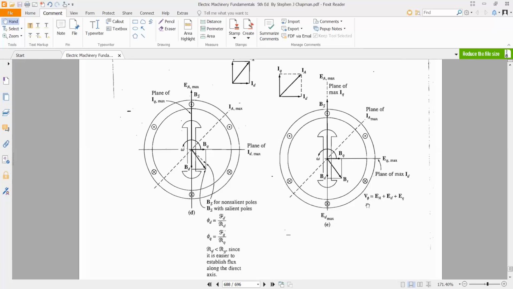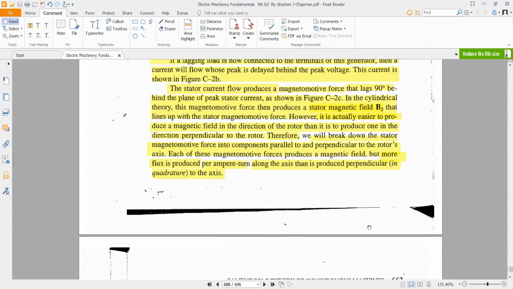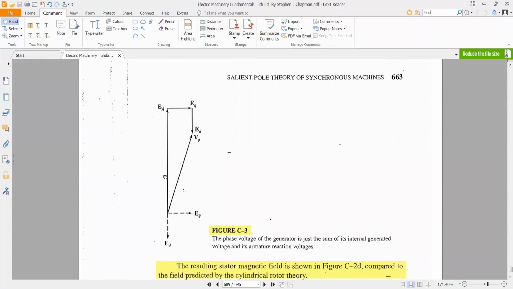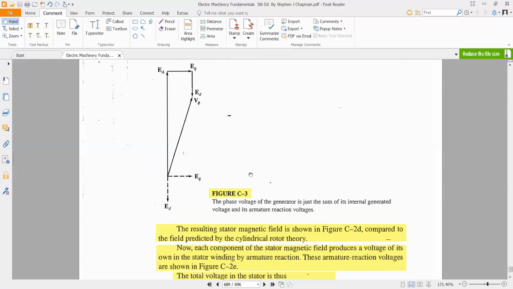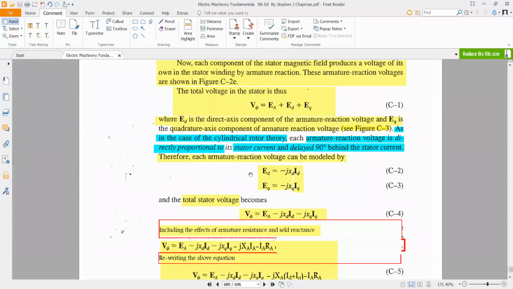And the total output voltage V phase along the terminals will now be the phasor sum of EA, ED and EQ, as it is depicted in the next figure. We can see here that EA, EQ, ED, their phasor sum is equal to V phase. Now, how can we represent this voltage or this voltage drop in the equivalent circuit of this synchronous machine?